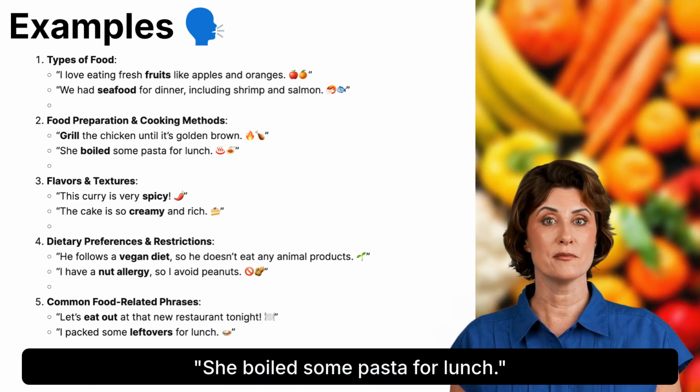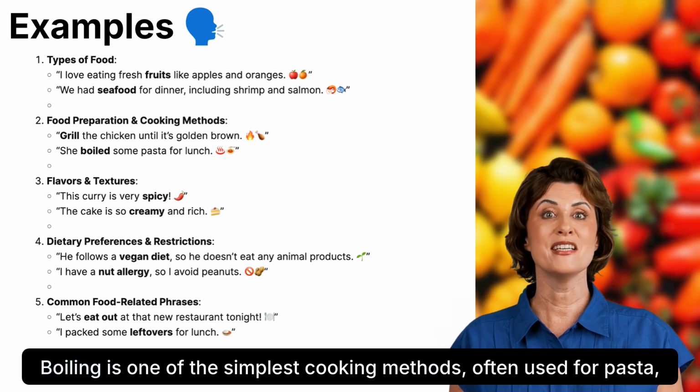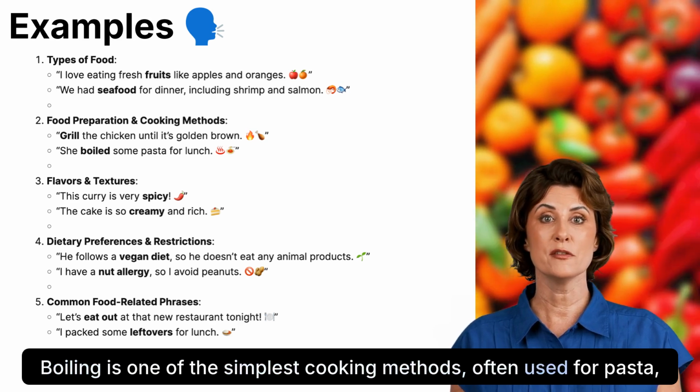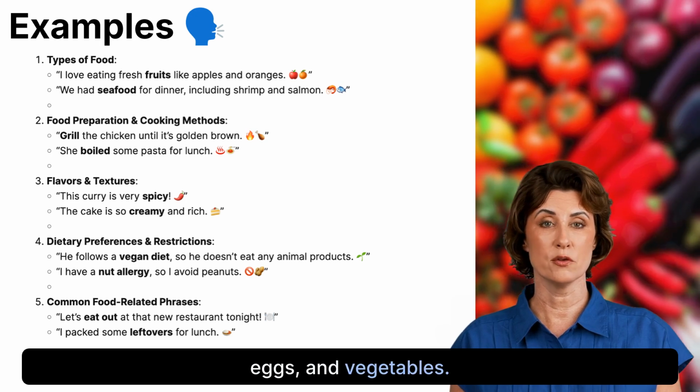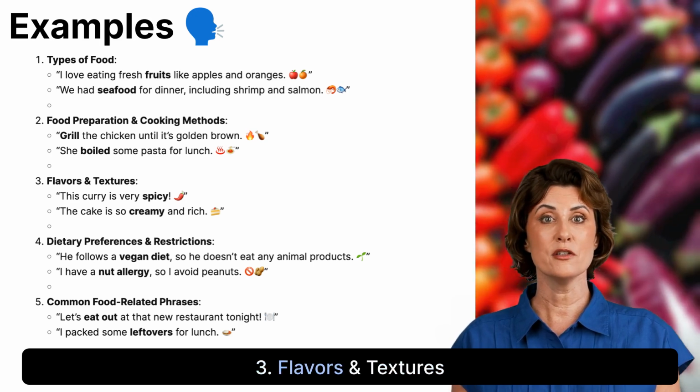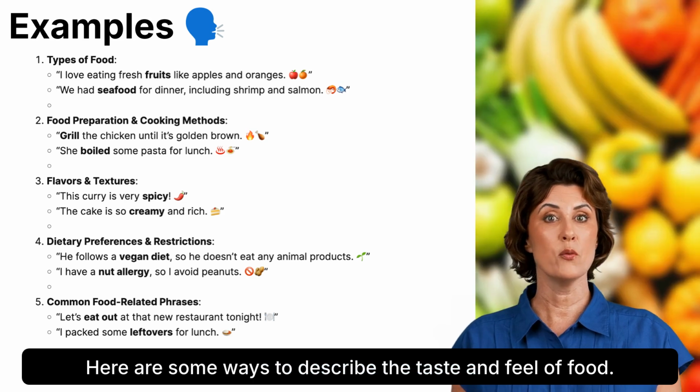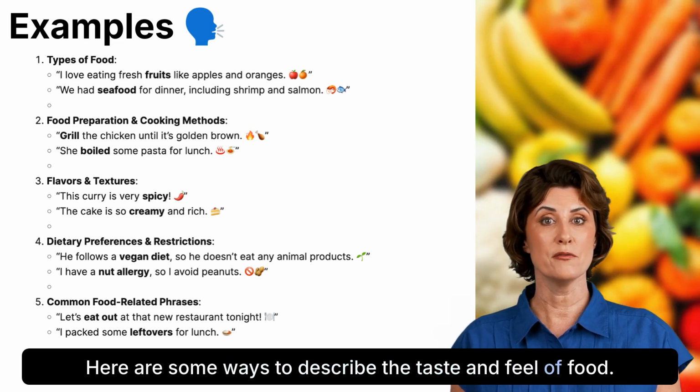She boiled some pasta for lunch. Boiling is one of the simplest cooking methods, often used for pasta, eggs, and vegetables. 3. Flavors and textures. Here are some ways to describe the taste and feel of food.